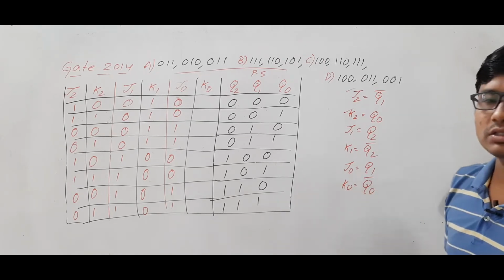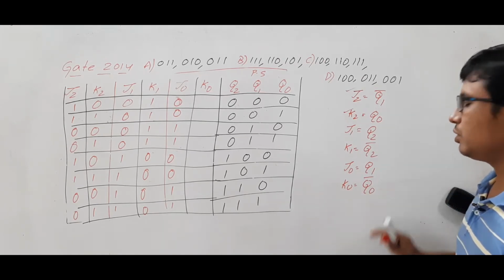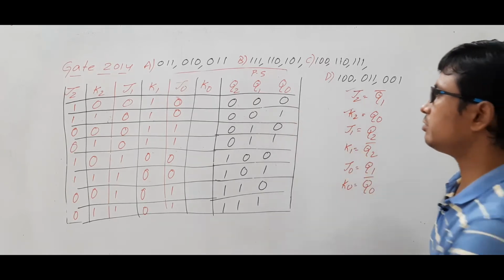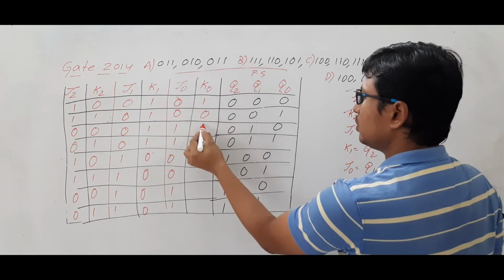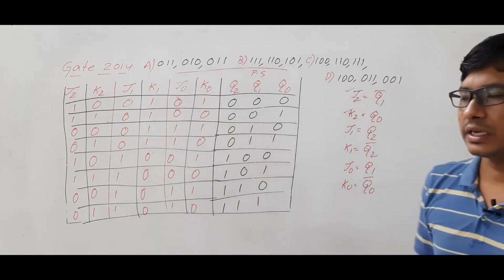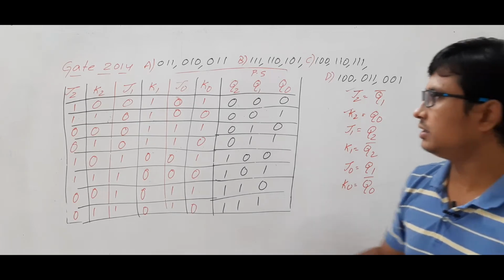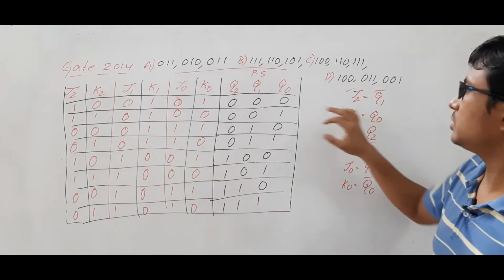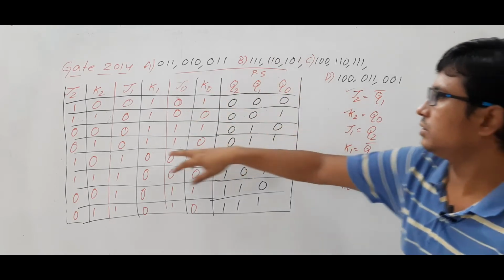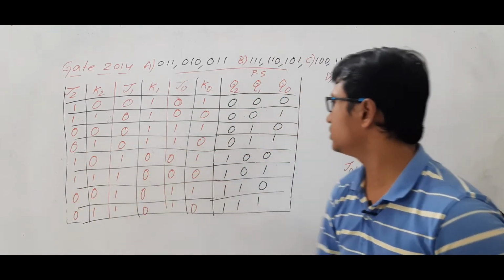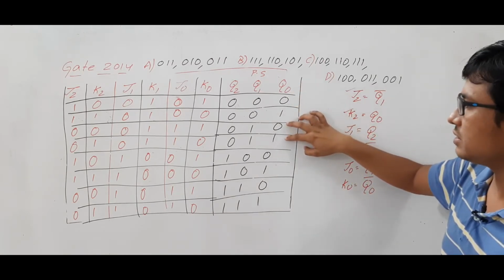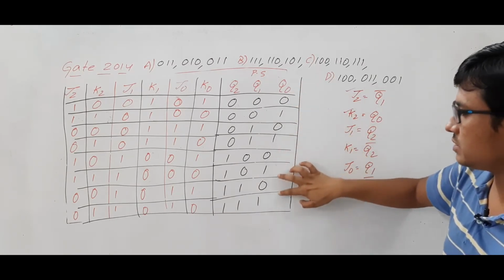Similarly, K0 is equal to Q0's complement. What is Q0? This is Q0. Its complement will be 1 0 1 0 1 0 1 0. You can check it, cross verify it again. What is J2? J2 is Q1's complement. Q1 is 0 0 1 1 0 0 1 1. Done. K2 is equal to Q0: 0 1 0 1 0 1 0 1.